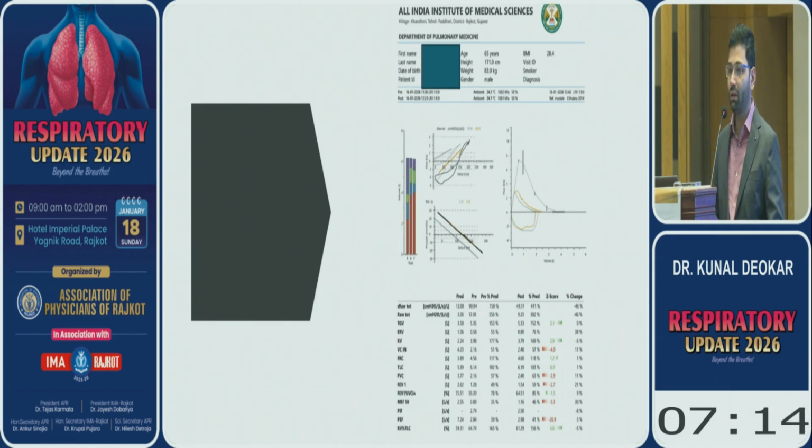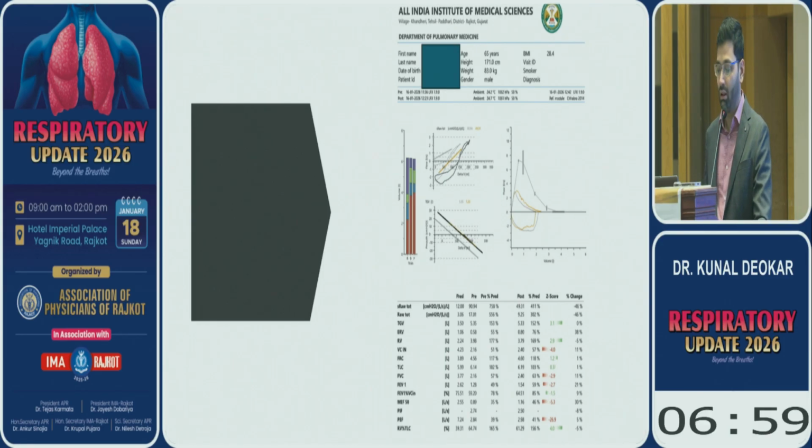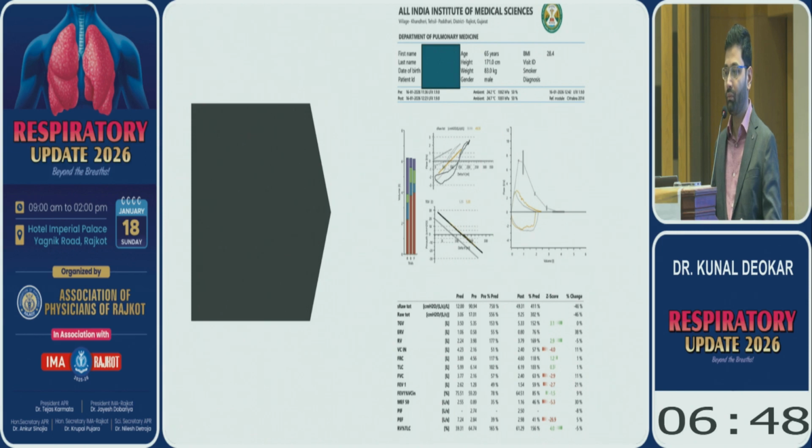So lung volume estimation can be done by many methods. One is body plethysmography, one is helium dilution or inert gas dilution, and one is nitrogen washout. The most accurate, gold standard, and probably the most expensive and the fastest is body plethysmography. Body plethysmography will give you lung volumes in 2 to 3 minutes. Helium dilution, nitrogen washout will take 7 to 10 minutes. So body plethysmography is the most accurate one. So this is a report of body plethysmography.